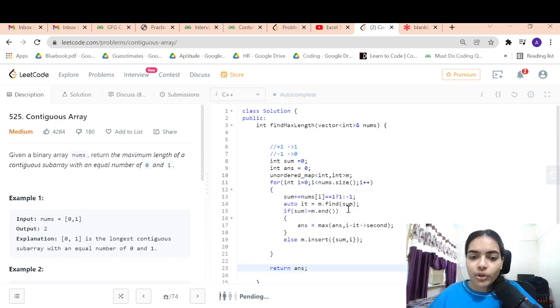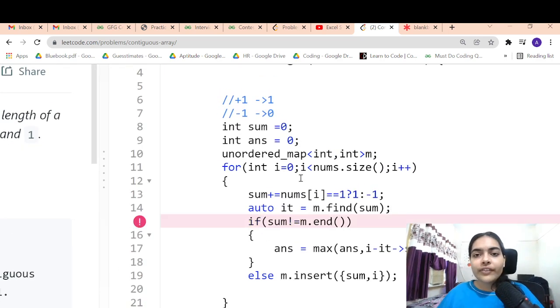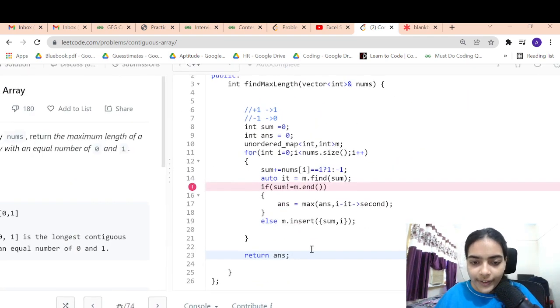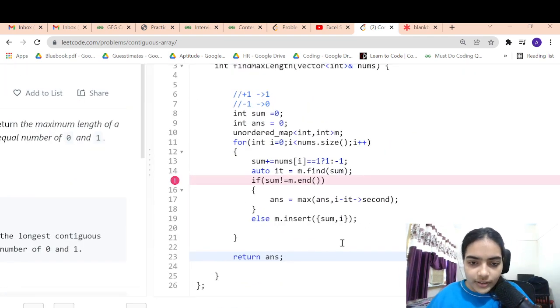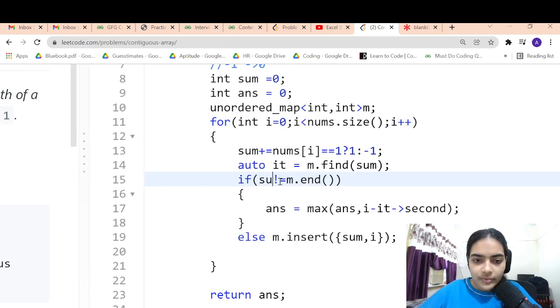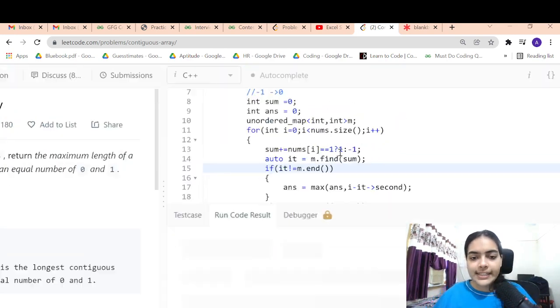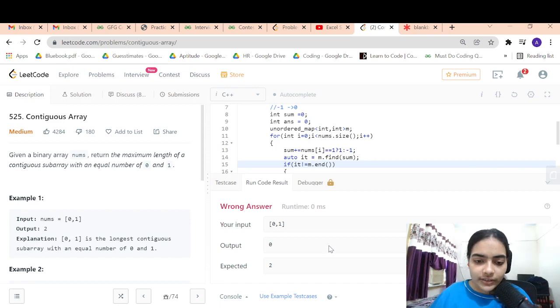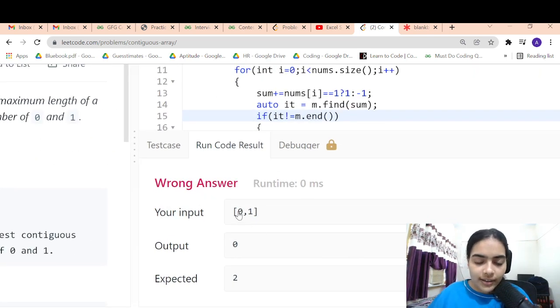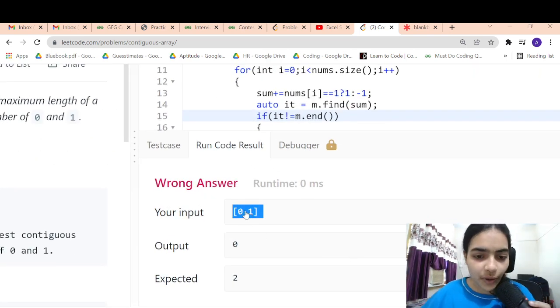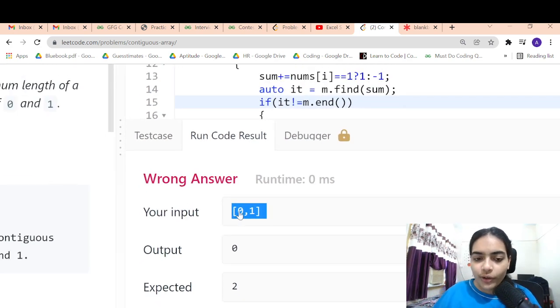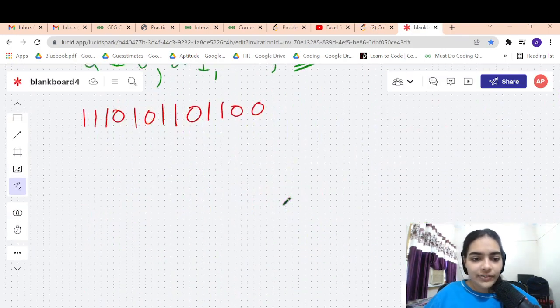Okay, now there's one more thing in this which I forgot to add. Can you point it out? Okay, if sum, so here I should give it. So first let's see this, and then there is one more thing, yes, this is the case which I was going to talk about. This is very important. Why is it failing for this test case?